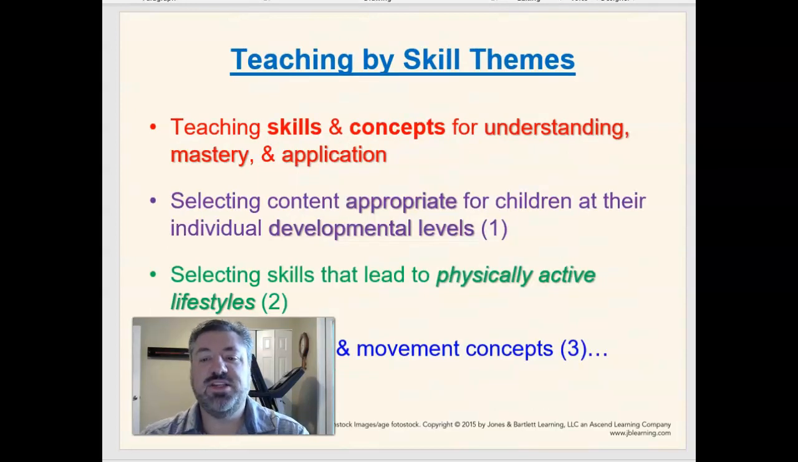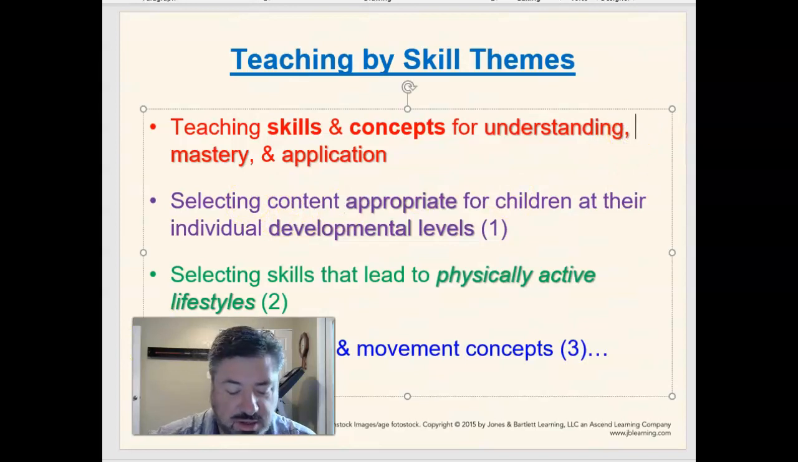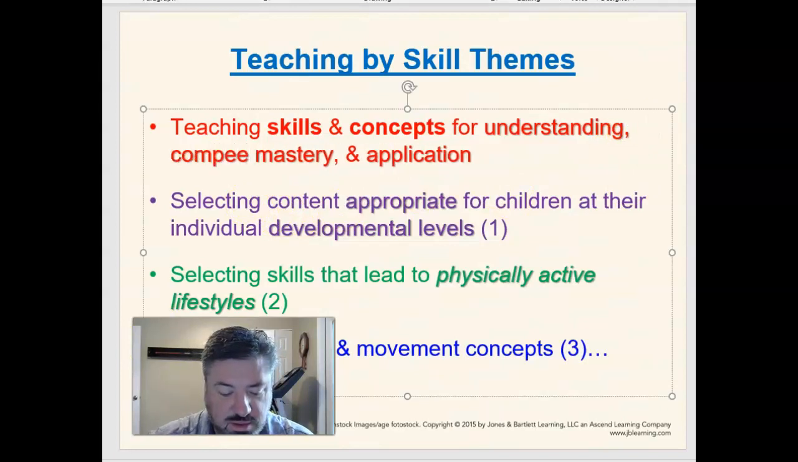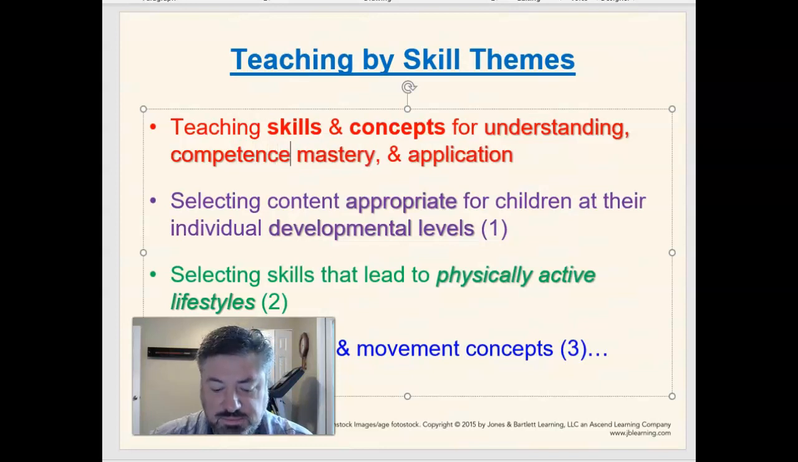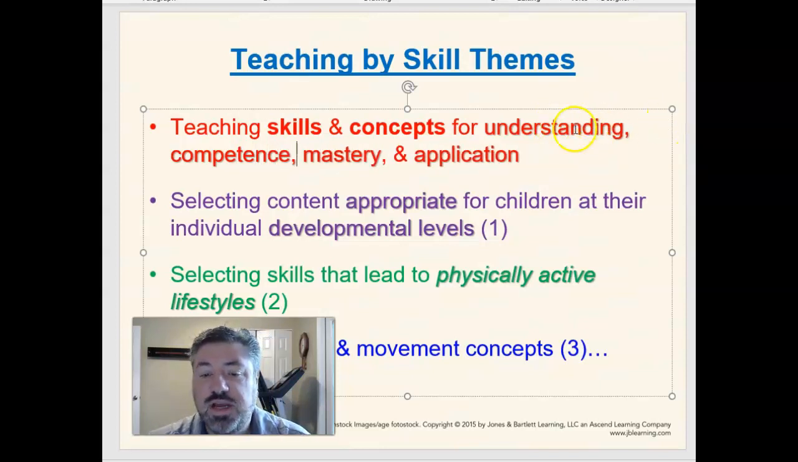So we talked about skills. So how do we teach by skill themes? That means we're going to teach skills and concepts for understanding, moving to competence, and then on to mastery, and application. Let me add that in here. So we want to have some understanding. We want to then become pretty good at it to be competent to reach a level of success, hopefully approach mastery, and then be able to apply them in various settings with different variables.